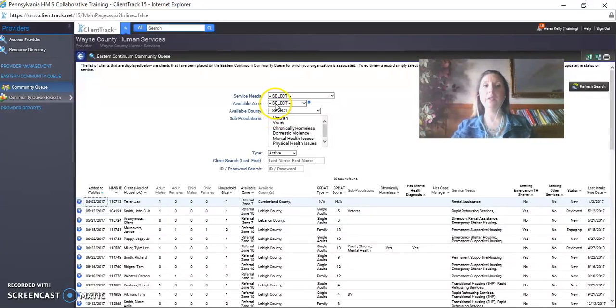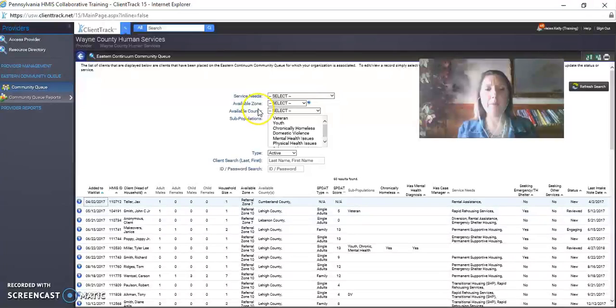Available zone and available county. This speaks to the location where the person is willing to move to, not necessarily where they currently are, although obviously those could be one and the same. So let's say someone in the Lehigh Valley decided that they have maybe burned some bridges, they exhausted their options there, they're willing to move to Monroe County, which is in Zone 9, and see what's available for them there. That would be indicated when they were talking with the specialist, and then when anyone from Zone 9 or Monroe County went on, they would be able to see that that person is populated on their queue and is willing to be served by them potentially.